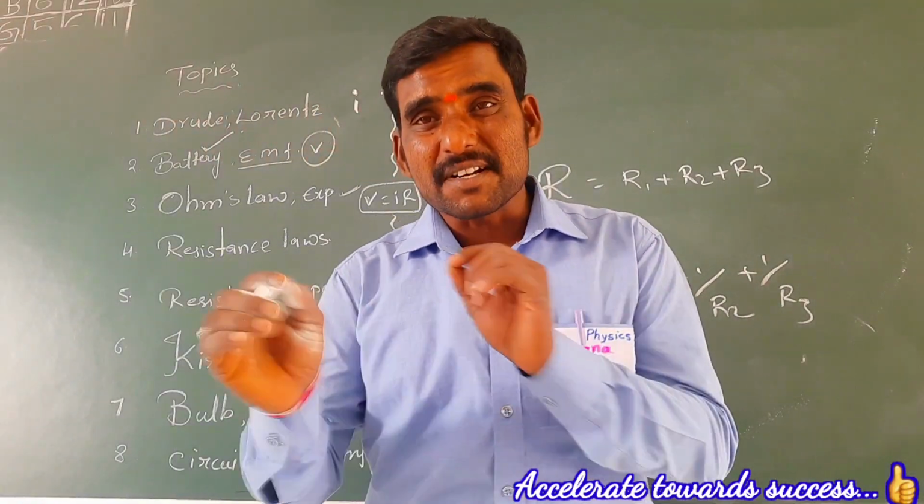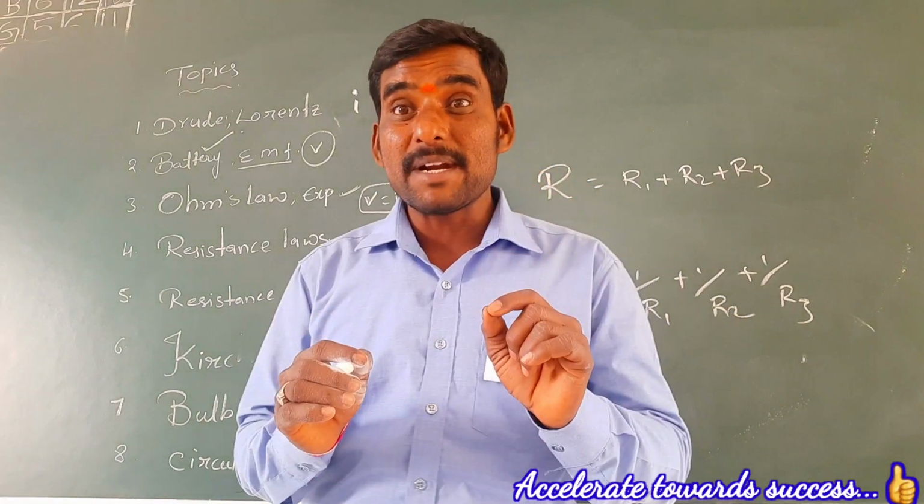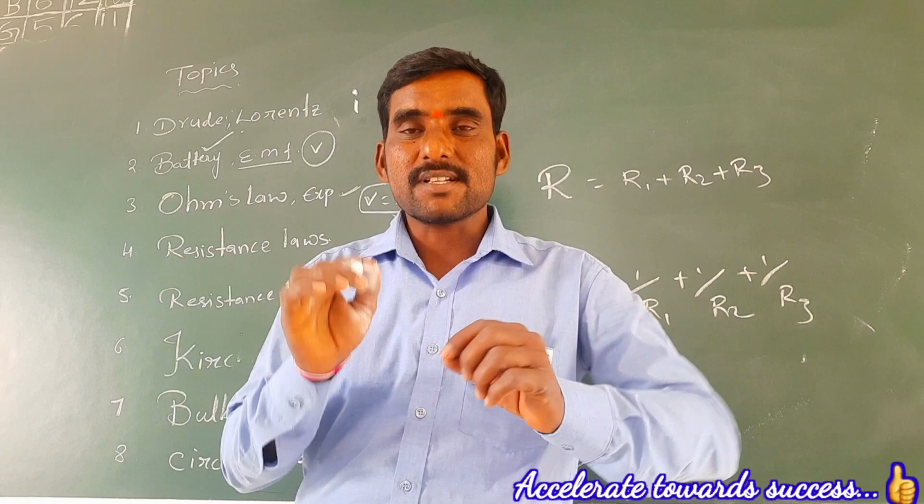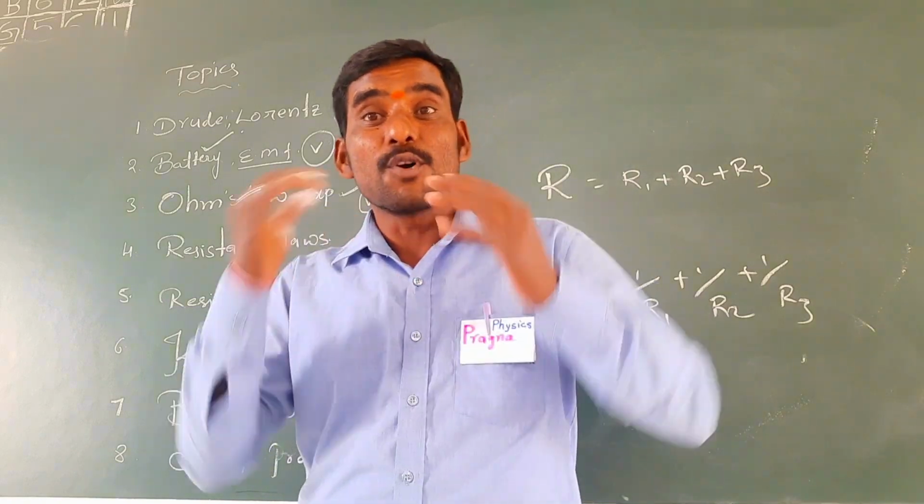Next, some general things. The bulb filament is made of tungsten. Why? Because it has more resistivity and a high melting point.